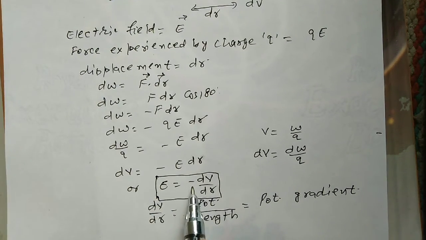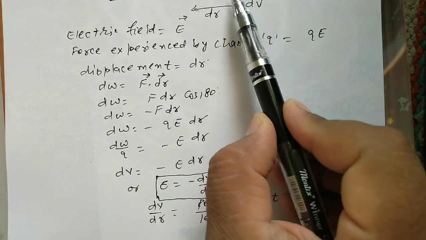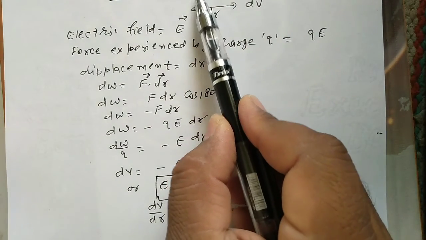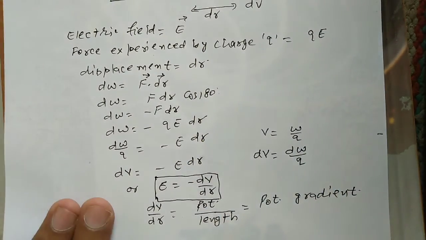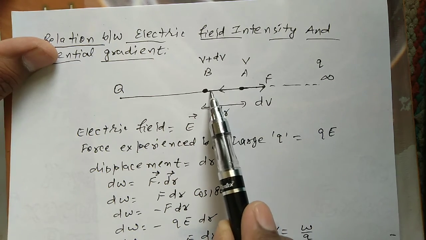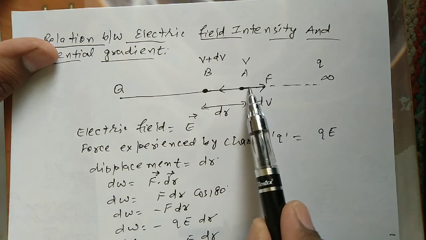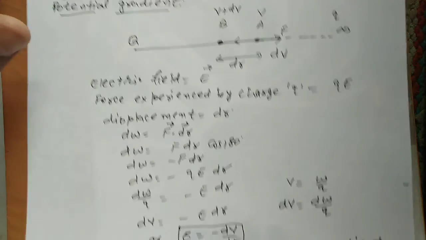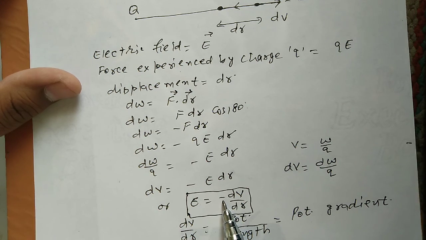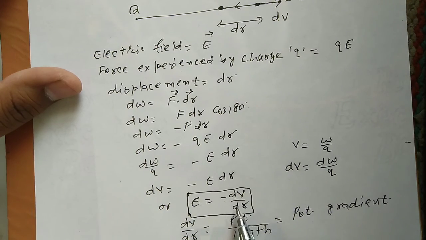What does the negative sign show here? The negative sign shows that the direction of electric field intensity is in the direction of decreasing potential. At the point B, potential is V plus dV. At the point A, potential is V. Now, as we move from the point B to A, electric potential decreases, and this direction from B to A is the direction of the electric field. So the negative sign shows that the direction of electric field intensity is in the direction of decreasing electric potential. So the relation between electric field intensity and potential is E equals minus dV upon dr.